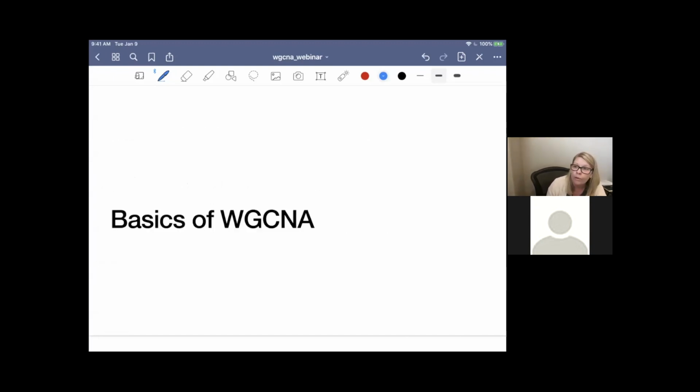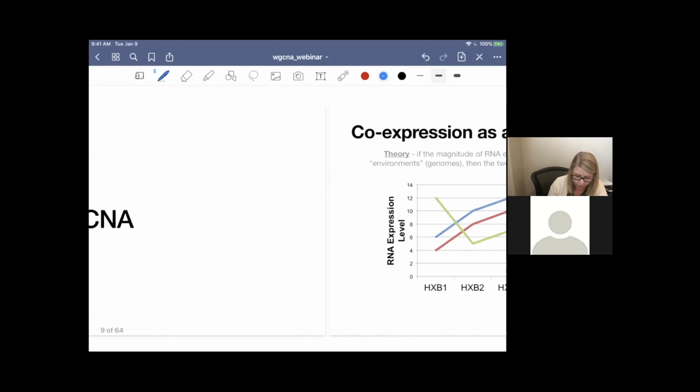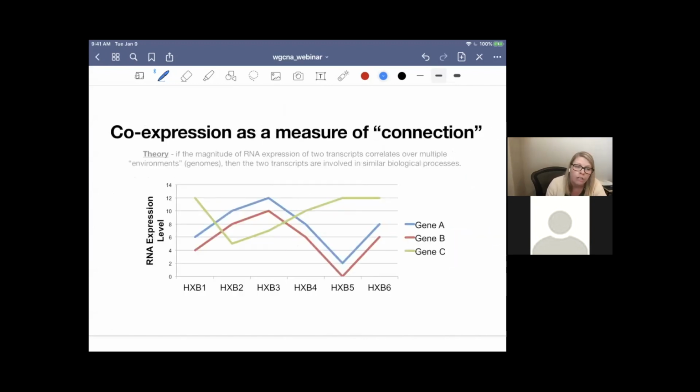So now we're going to just go through the very basic concepts of WGCNA and what makes it different than simply looking at correlation. So getting back to this idea of why co-expression networks are relevant, there is this assumption of co-expression as a measure of connection between genes. In this graphic, what we've shown is the expression levels of 3 genes across different inbred strains, so different genetic backgrounds. And we see that gene A and gene B, as we go across different genetic backgrounds, their differences in expression are mirrored between A and B.